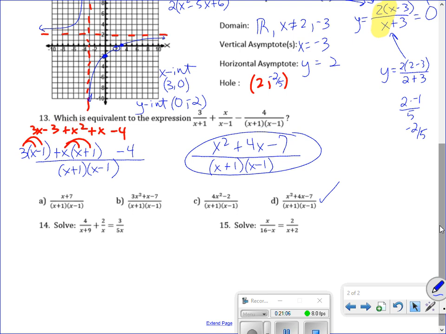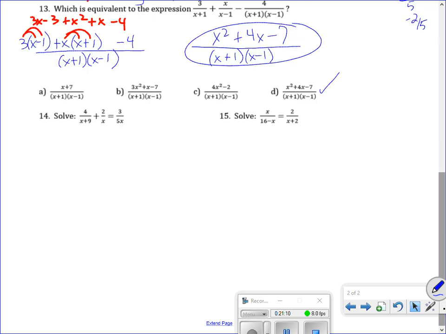All right, so number 14 and 15. So number 15, you can cross multiply, so why don't we just get that out of the way real quick. I have x times x plus 2. And then I have 2 times 16 minus x. So I'd recommend writing this out because you need to be careful. X times x is x squared. X times 2 is plus 2x. If you forget anything, it's going to cause a fail. So here times here is 32. Here times here is negative 2x.